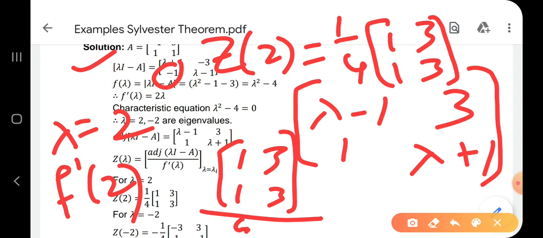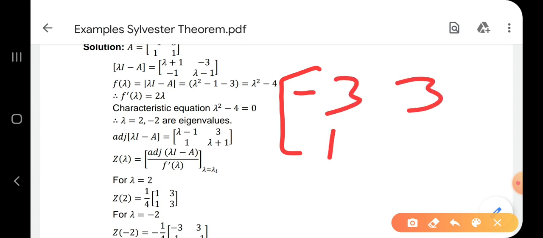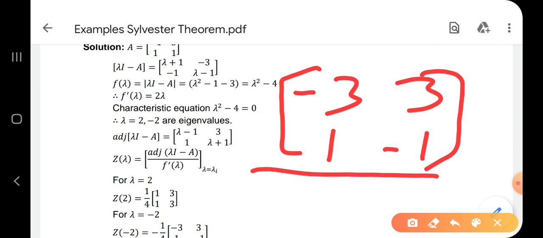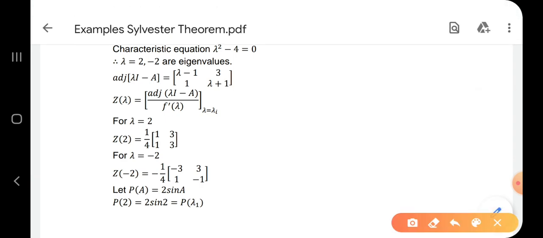Now we will do it for minus 2. Put lambda equal to minus 2. What will you get? Minus 3, then 3, then 1, and I get minus 1. Now divide it by f dash of minus 2, with lambda equal to minus 2. So here I get minus 4. Correct? Understood? So our answer is minus 1 by 4 times the matrix minus 3, 3, 1, minus 1.